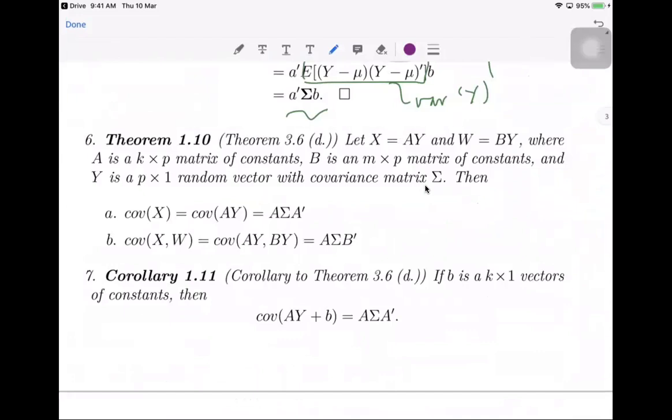Okay, next. Here, we will take the result without proving it.